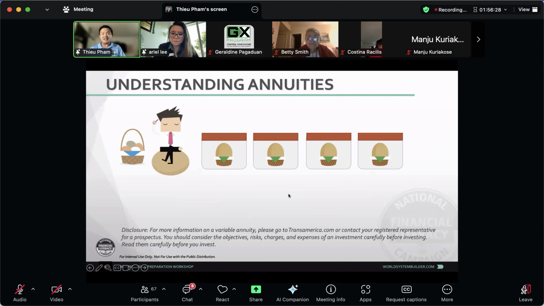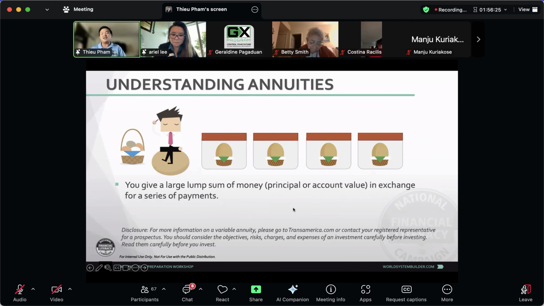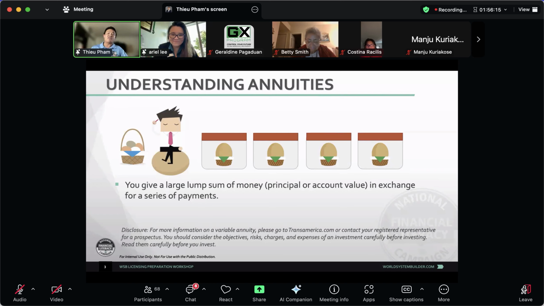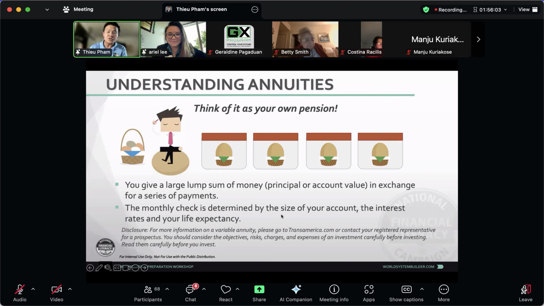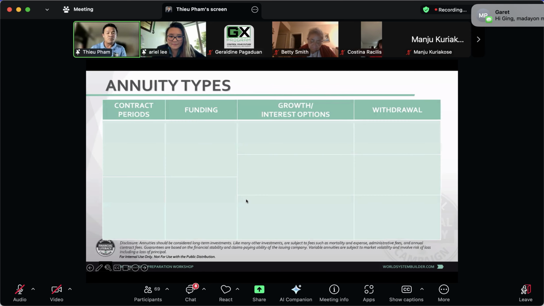So let's understand annuities here. Historically, these products were designed so that you put in a lump sum of money in exchange for a series of payments. For example, you put 100,000 in and leave it there for a while, maybe 7 years, 10 years, depending on the contract. Then you get an annual income for the rest of your life. That's how an annuity was designed. How much you get on a monthly basis is based on how much you put in, how much growth, and also how long you're going to live.